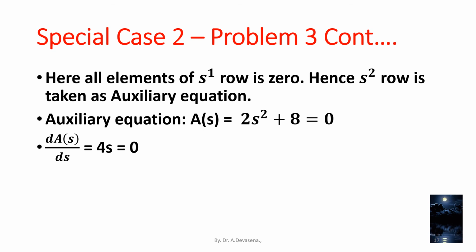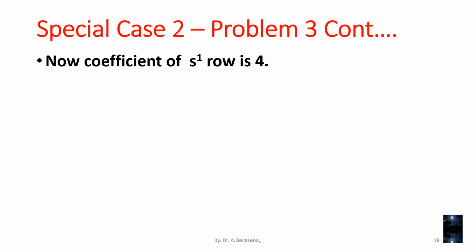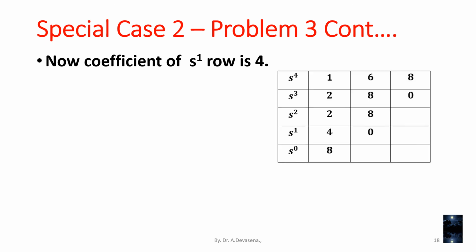Then we have to take the derivative of that auxiliary equation, that is dA(s)/ds. So its value is 4s, that is equal to 0. Now the coefficient of s^1 row is 4. S^4 row comprises of 1, 6, 8. S^3 row comprises of 2, 8. S^2 row comprises of 2, 8. S^1 row comprises of 4. And s^0 comprises of 8.